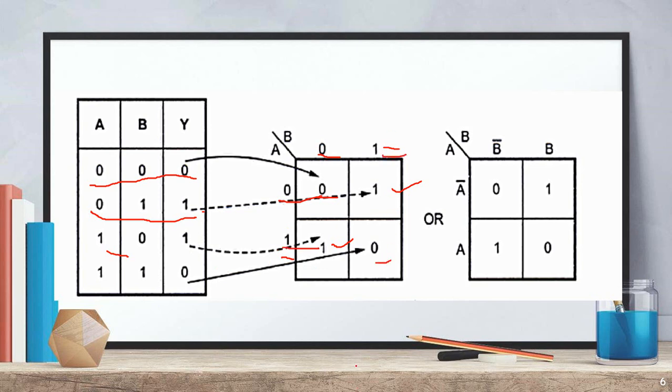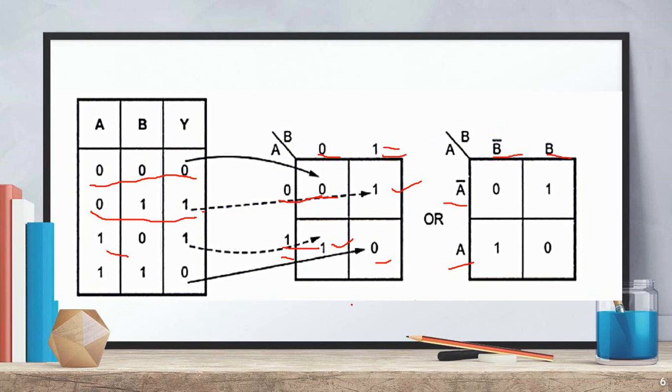We can represent it either in the number form, like 0 1 0 1, or you can represent it as A bar, A and B bar, B. Previously I represented both ways. Any one way is okay for you to represent. That means you can go with the equation form or with the 0 1 notation form.